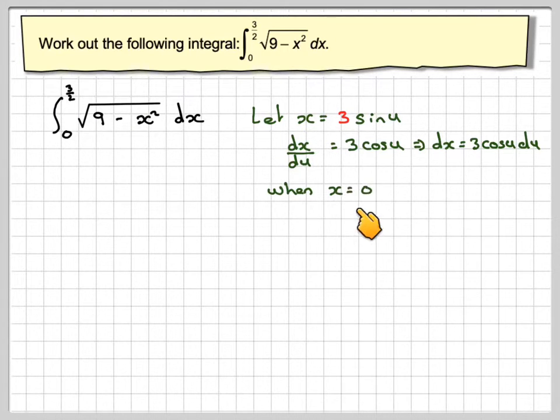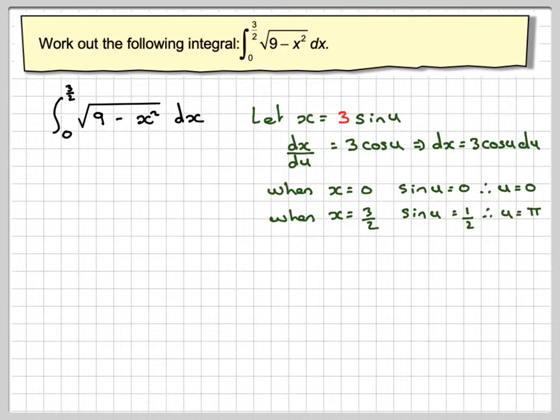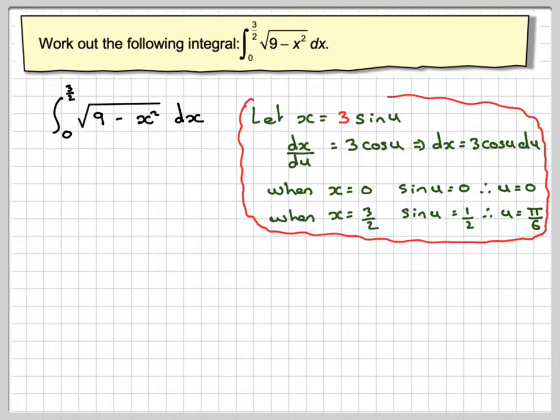When x is equal to 0, then we've got 3 sine u is equal to 0, therefore sine u is equal to 0, which means u is equal to 0. And when x is equal to 3 over 2, we're going to have 3 sine u is equal to 3 over 2, and that will give that sine u is equal to a half. And then sine to the minus 1 of a half is pi over 6, 30 degrees. But we need to use radians with calculus.